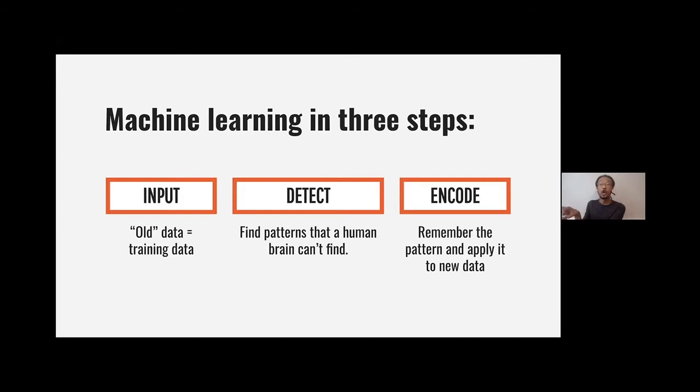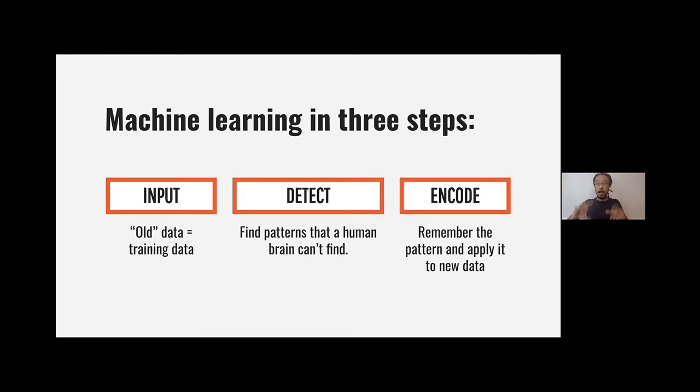And then it encodes that pattern in what's called a model. It remembers what that pattern is and how to look for it. Okay, so I'll summarize that again. You have old data, you have training data, data that importantly represents something in real life. It represents the state of the world. It represents car sales or arrest records or smiling faces versus frowning faces.